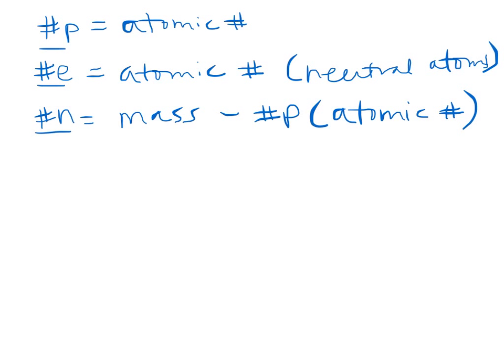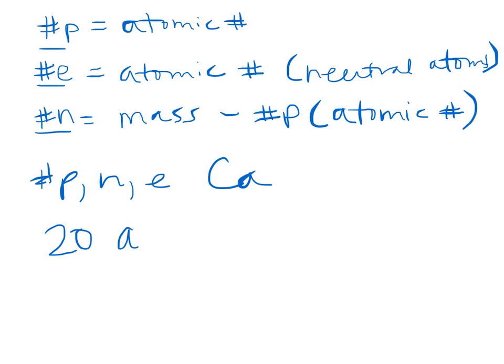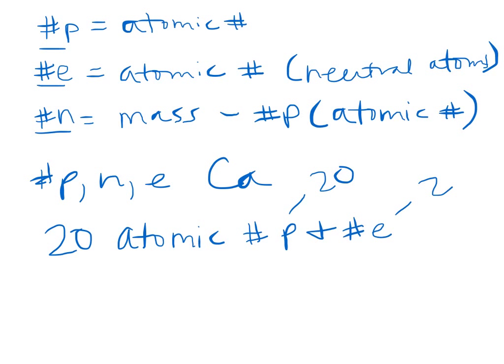So our first example is if I asked you to find the number of protons, neutrons, and electrons in calcium, how would we go about doing that? Well, when I look at calcium on the periodic table, the first number that stands out to me should be 20, and this is known as the atomic number. So right away, this number can tell us the number of protons and the number of electrons. So right away, I can say that I have 20 protons and 20 electrons if it's a neutral atom. Now we still need to find the number of neutrons, though.